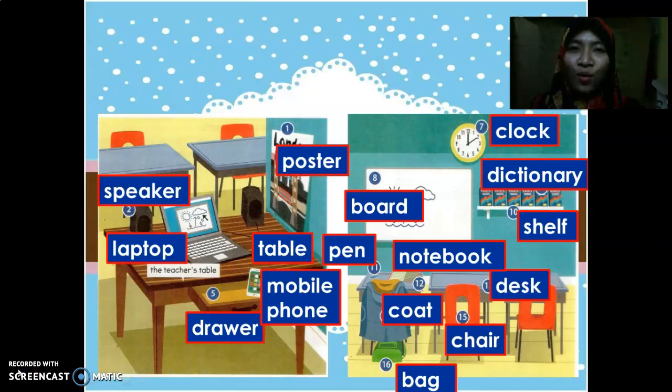Okay, now we know the names of the things in the classroom. Kalau awak tak tahu, awak boleh pause. You can pause the video. Lepas tu awak tengok, kaji gambar ni. Okay? Okay.